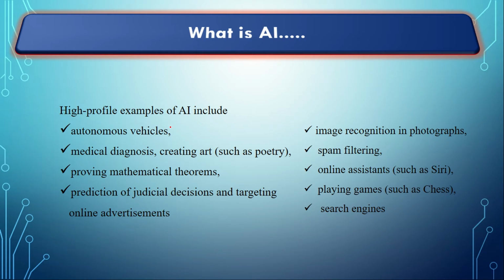High profile examples of artificial intelligence include, currently hot areas such as autonomous vehicles, medical diagnosis, creating art such as pottery, providing mathematical theorems, generating algorithms, prediction of judicial decisions and targeting online advertisements. Also image recognition in photographs, in medical imaging, in agriculture, in crime, and so many areas, spam filtering, online assistants such as Siri, playing games such as chess, search engines, for example Google. These are high profile examples of AI.